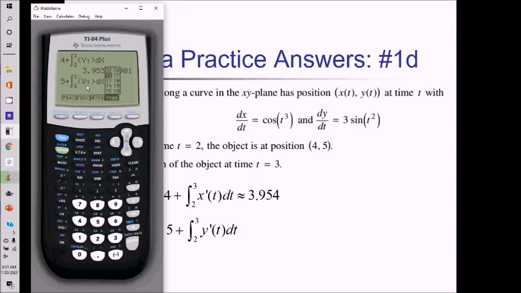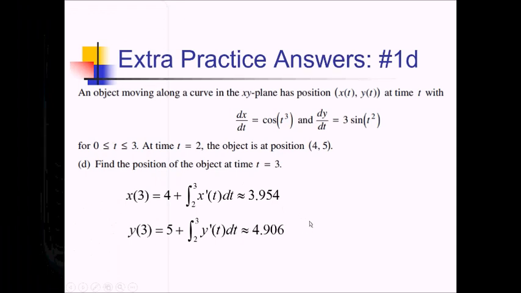So alpha trace y2, there we go. But everything else is the same, integral, dx, everything else. So that comes out to about 4.906. Putting it all together to write an actual point, we have 3.954, comma 4.906.